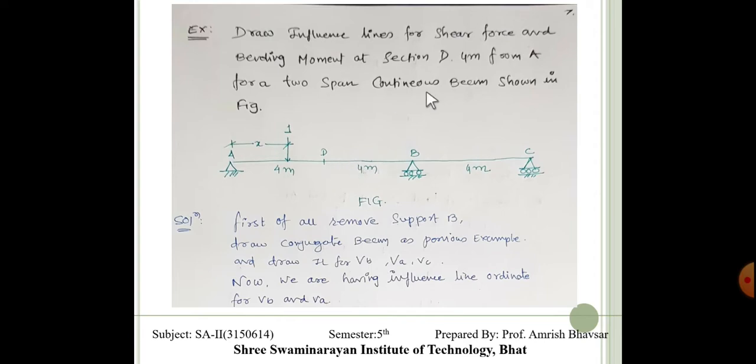So what we are going to do? The same thing. First of all, we have to find all the ordinates for VA, VB, VC for these 3 supports. So first of all we have to find the reactions.